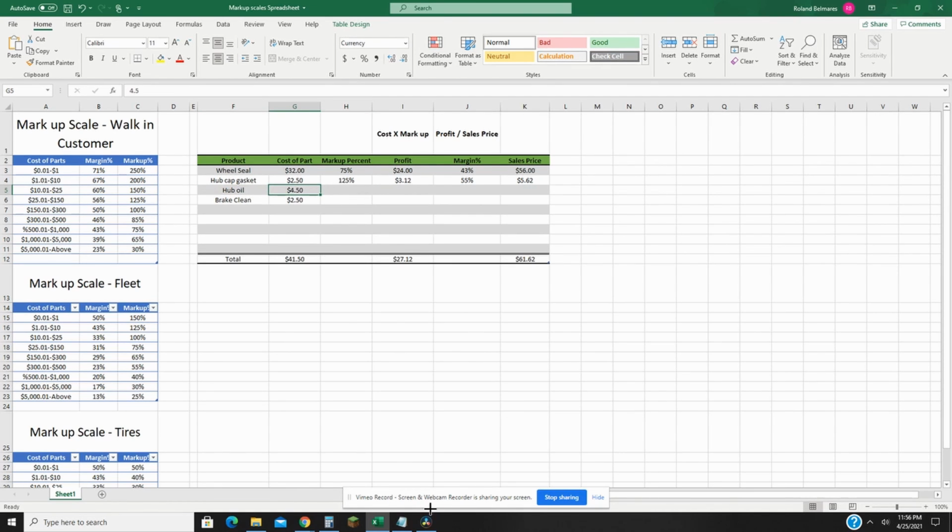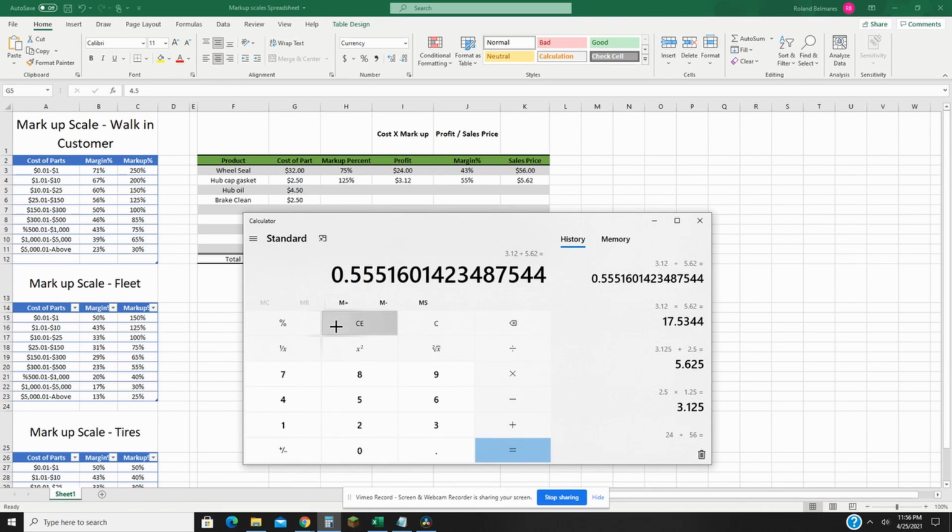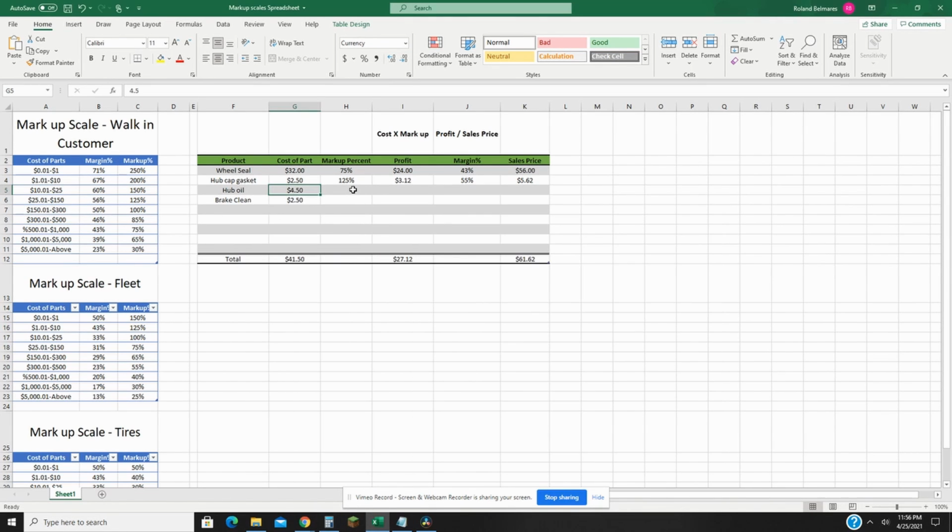Okay, so now let's go do our hub oil. So our hub oil is going to be $4.50. So that's going to fall within our $1 to $10 range. So it's going to be 125% for that as well. So $4.50 times 1.25 equals $5.62. So $5.62 is our profit.